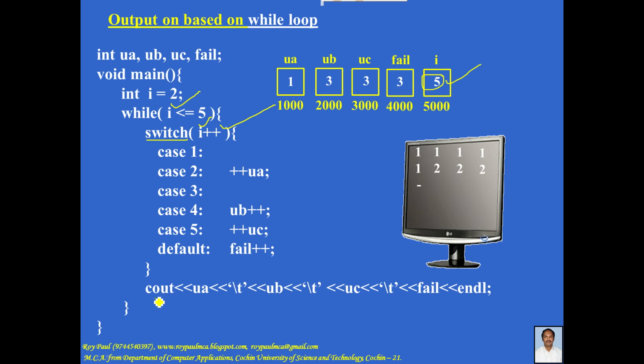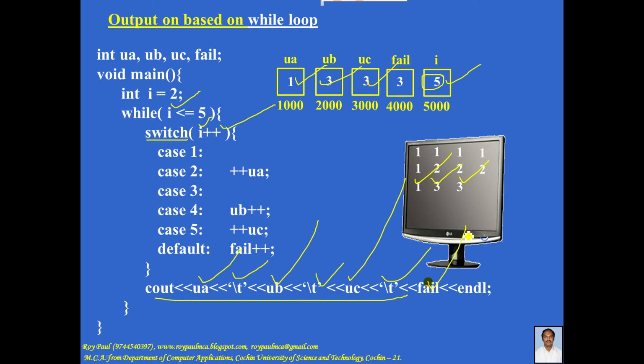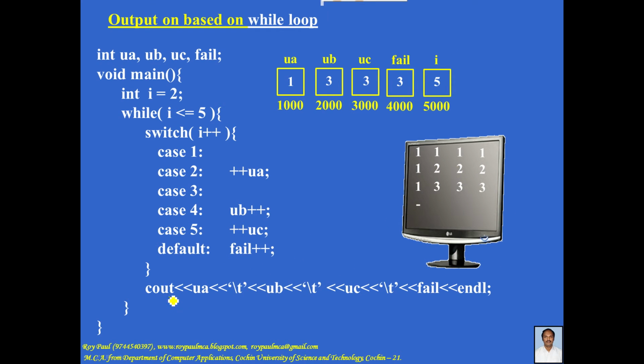Here you get the next line of answer. Output operator UA, it contains 1, followed by 4 space, UB, it contains 3, followed by 4 space, UC, that contains 3, followed by 4 space, variable fail contains 3, and because of endl the cursor goes to next line. Now after cout, again the control comes here. What does I contain? 5. So 5 less than or equal to 5, condition true, control comes inside.